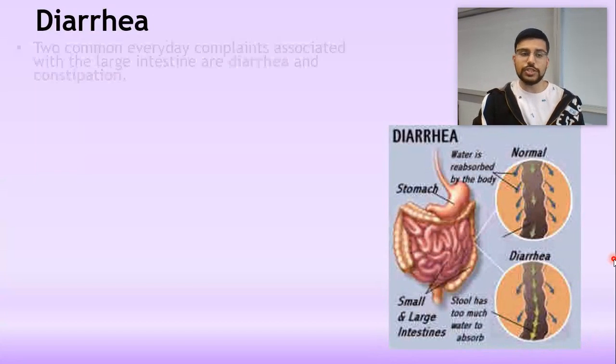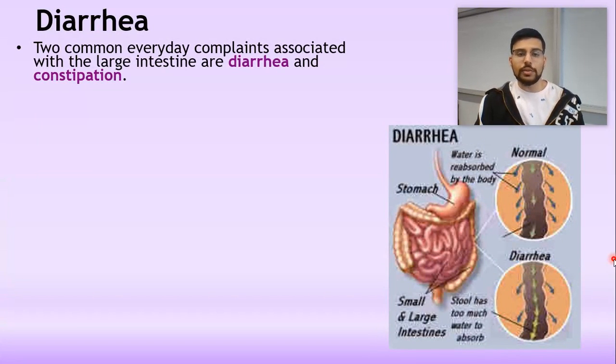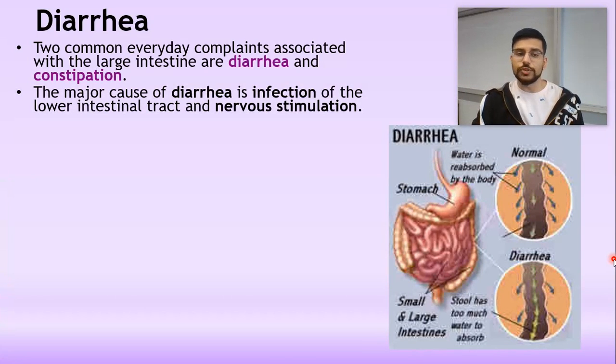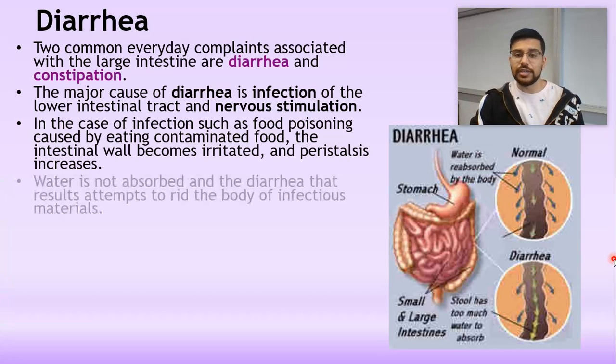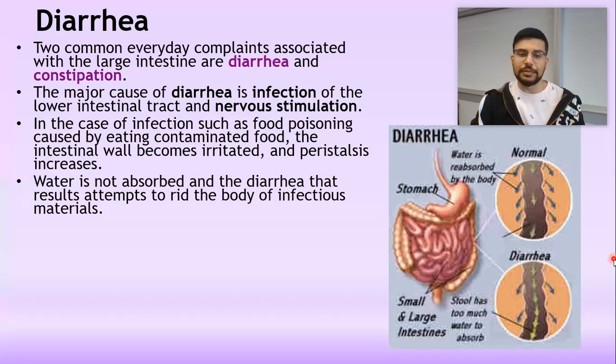Now, a couple of situations that might arise. One complaint is diarrhea, and the other one is constipation if there is a colon issue. Diarrhea is typically an infection in the lower intestinal tract, and there's some nervous stimulation that involves diarrhea as well. In the case of infection, let's say you have food poisoning by eating food that you shouldn't have had. Not that you would know, but maybe you had some food poisoning. Your intestinal wall becomes irritated, and the peristalsis increases so that it can eliminate whatever's in there faster. So that will cause something like diarrhea happening.